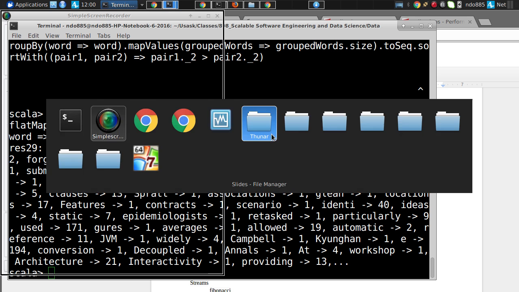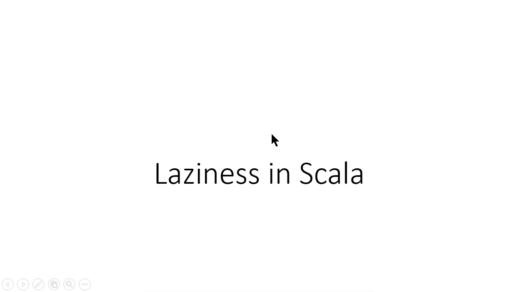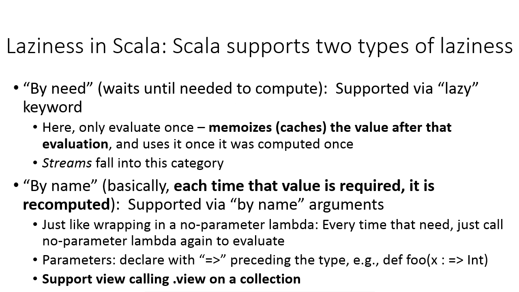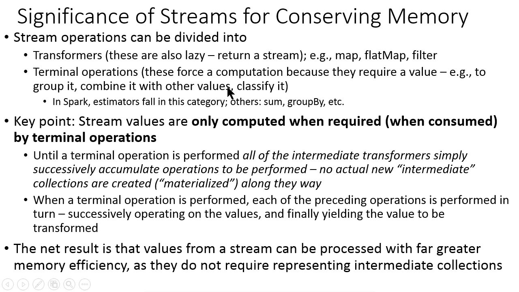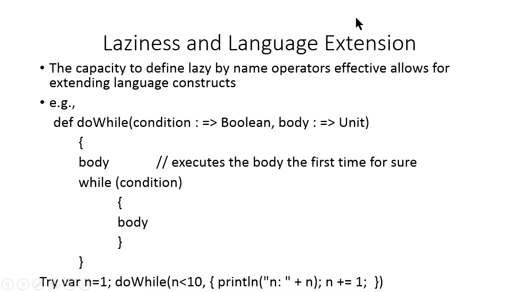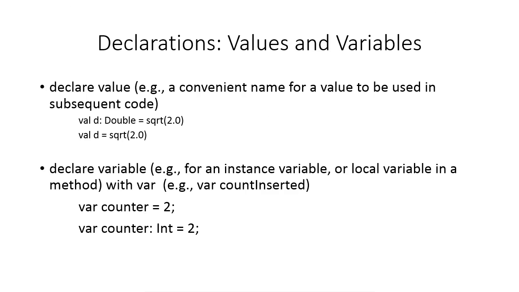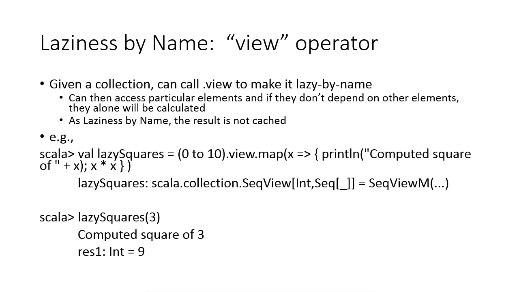Okay? So, ladies and gentlemen, thank you for your patience. Next time, we're going to be going into this issue of laziness. We're going to be talking about two types of laziness. We've already seen one of them, this by-name parameter here. But we'll see how not only can we call .par on a collection to make it parallel, we can call .view to make it lazy. Okay? And this is going to have profound impacts on conserving memory, in terms of keeping down the amount of memory that's required by our computations.